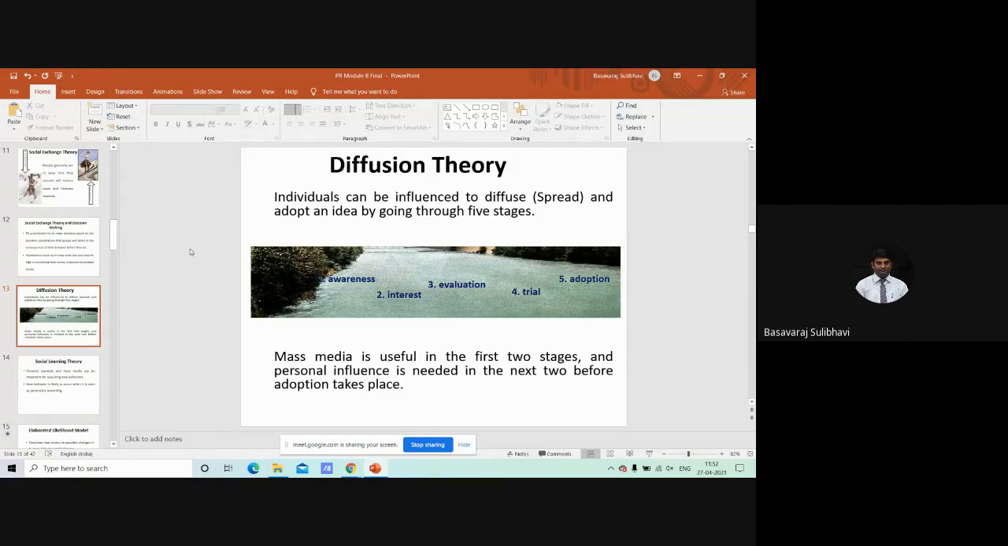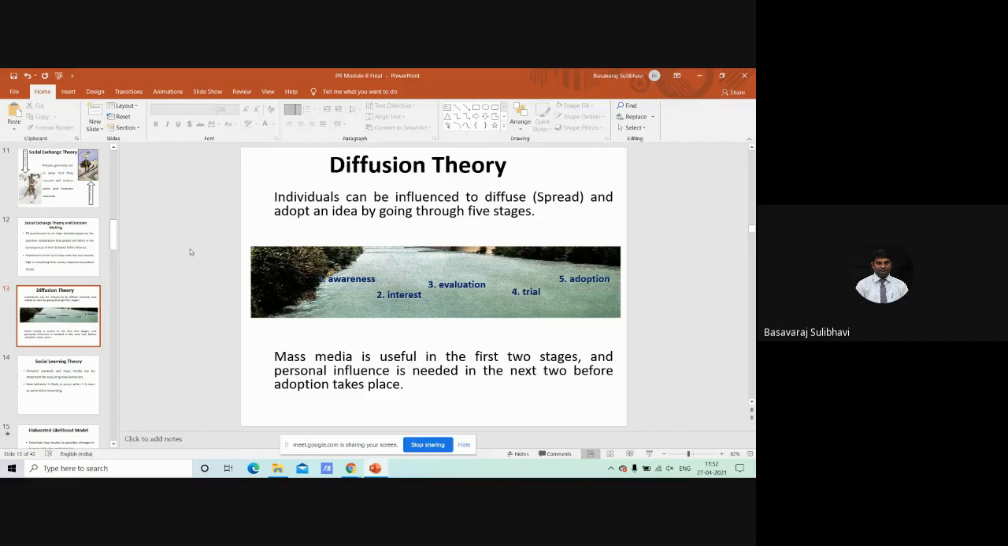Now, the adoption process is something they use, they indulge in, and sometimes they even discuss the same thing with other reference groups. If you see the first two, awareness and interest will be purely useful for mass media, right? So mass media plays a very important role when it comes to creating awareness and generating interest among the public. And personal influence is especially needed for the other two steps, evaluation and trial, before those people are going to take the adoption process.